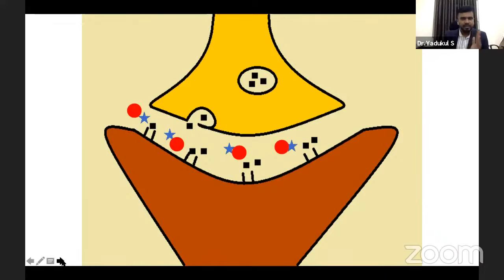When we look into the pathophysiology, there are two major problems which occur due to OP poisoning. One, there is excess of acetylcholine in the body. The black squares which you are looking at are the acetylcholine. There is an increased number of acetylcholine in the body. The second problem is the enzyme is not functioning because of the OP compound. You can see that red ball, that is the OP compound, which has blocked that blue star, that is the enzyme. So two major problems we have in OP compound.